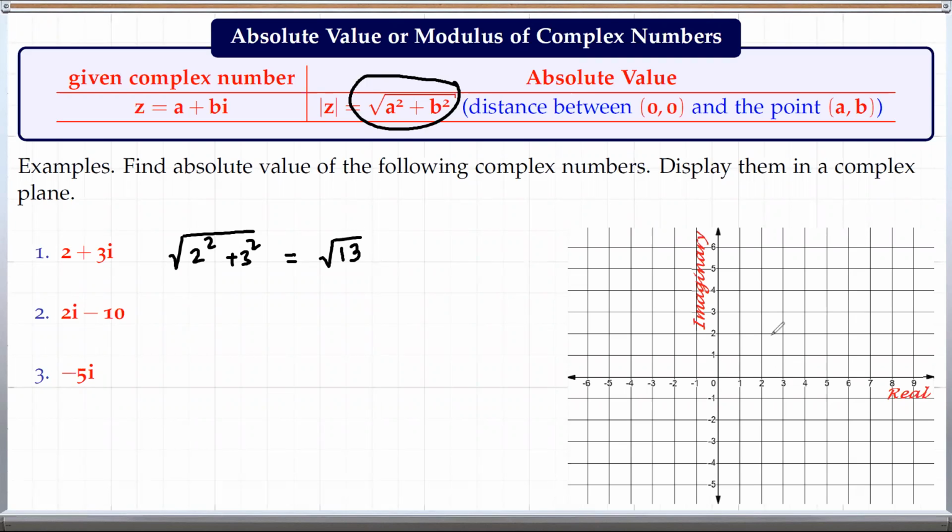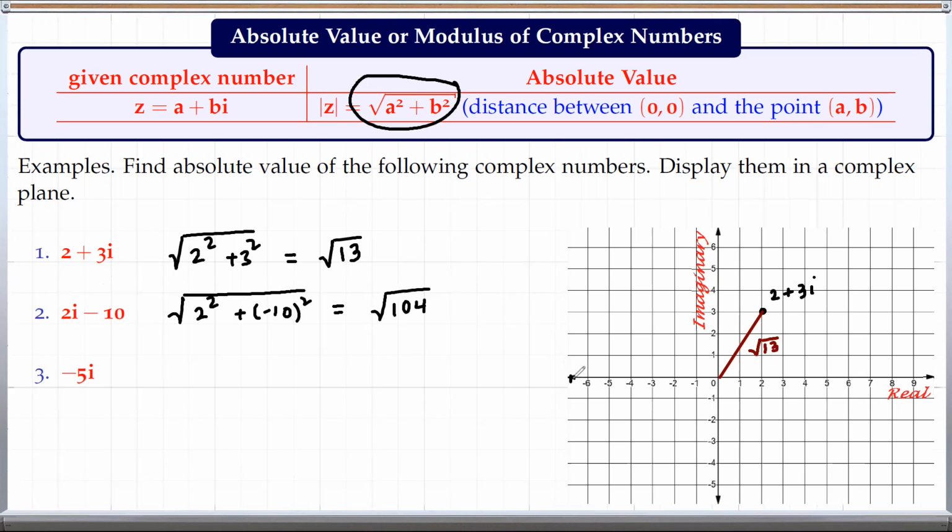So in the graph, the point 2 plus 3i is right here. And the absolute value represents this length, square root of 13. The distance from origin to that point 2 plus 3i. The same idea with this one. The absolute value is the square root of 2 squared plus negative 10 squared, which will be square root of 104, because 2 squared is 4 and negative 10 squared is 100. So we get that as the absolute value of the second one.